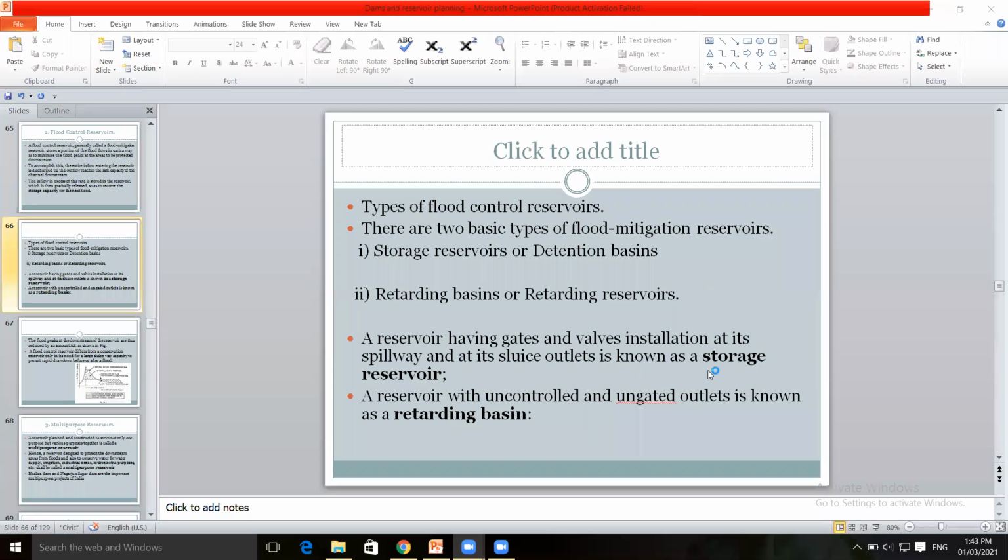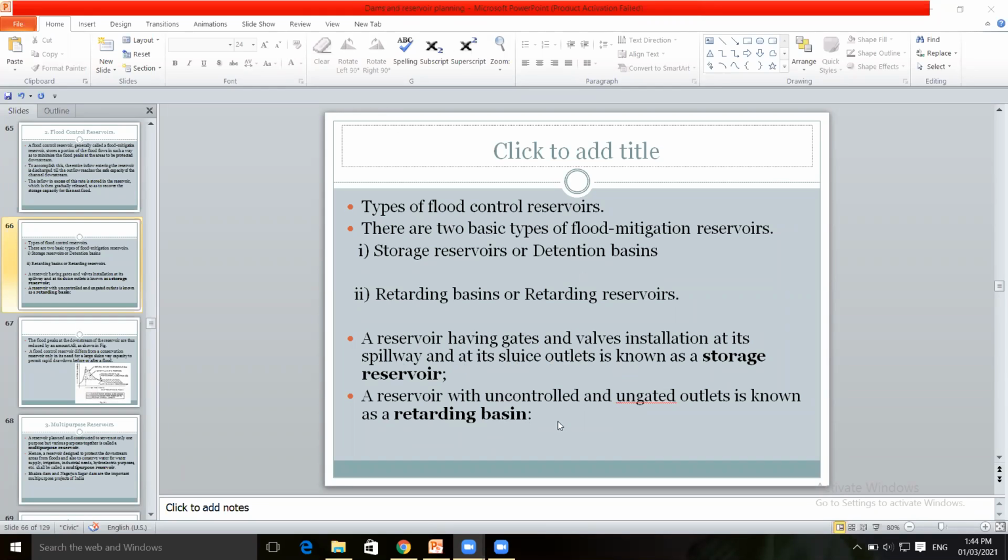Storage reservoir म्हणजे काय? The reservoir having the gates and walls which are installed at its spillway and at its sluice outlets, that is known as storage reservoir. The reservoir having gates and walls installed at its spillway, means spillway जवळ हे gates provide केलेले आहे. Gates and walls and sluice outlets. So that type of reservoir is known as storage reservoir or detention reservoir or detention basin.